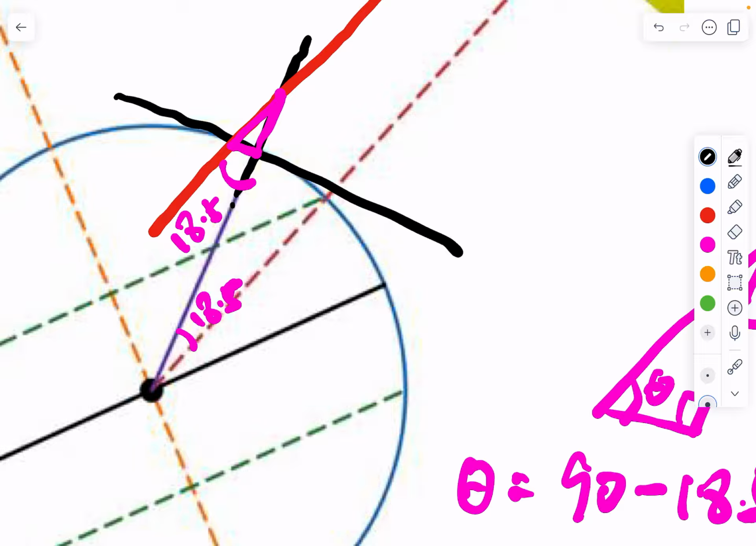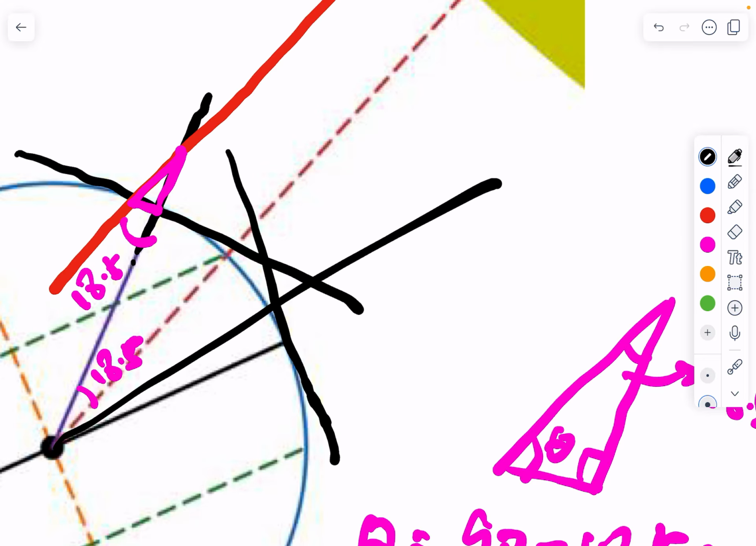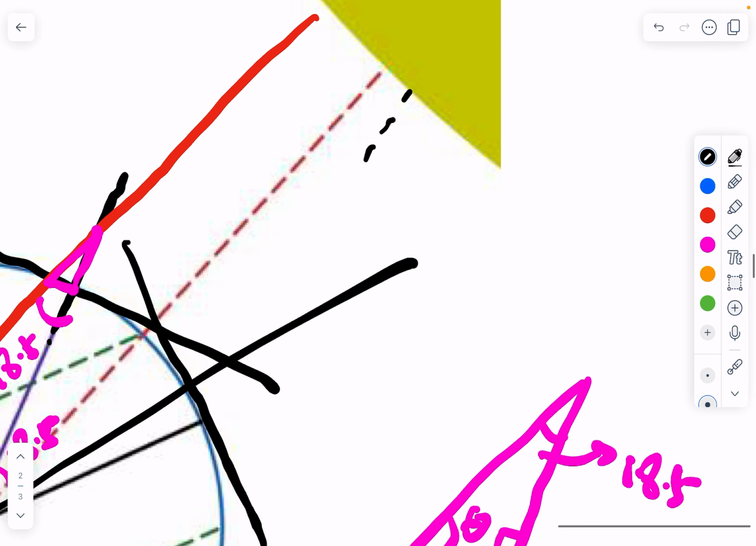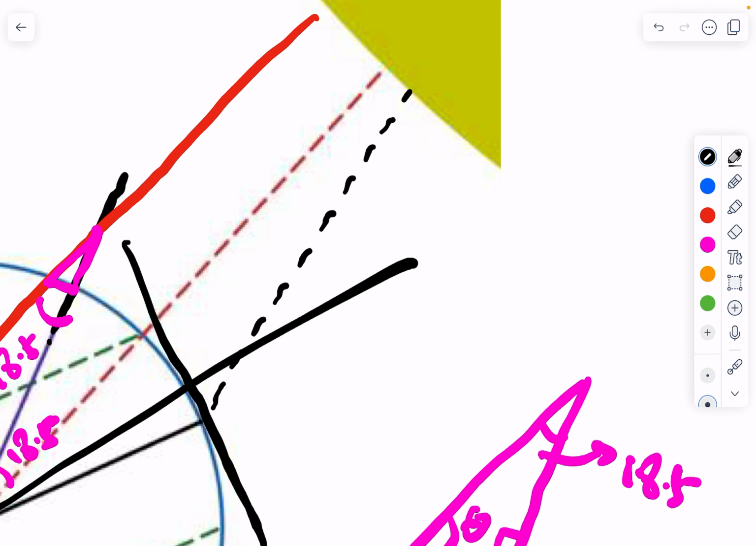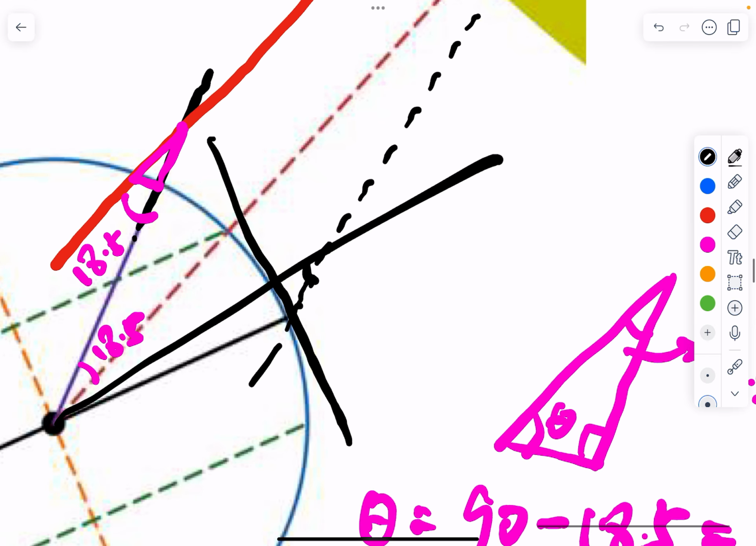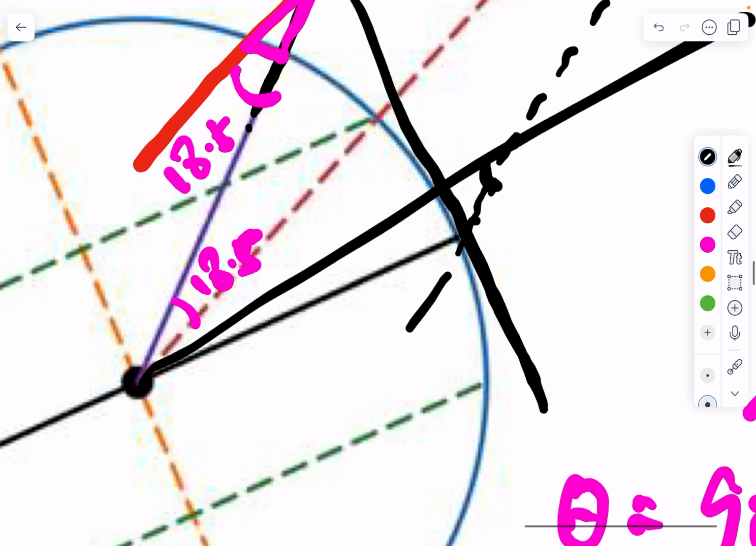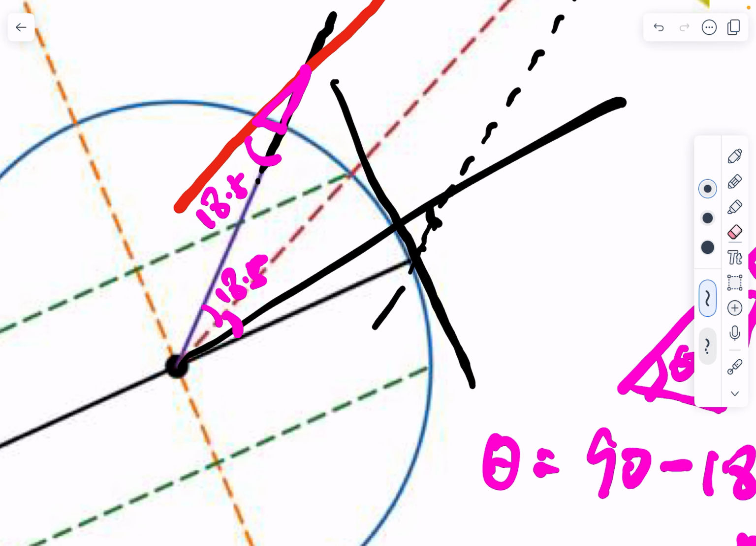Well, this has to be because we have a ray here. And this time, instead of hitting the ground from the left, the sun actually hits the ground from the right. Right? But this angle is the same. And why is that? Well, because these two angles are the same. Right? This angle is the same as this angle.